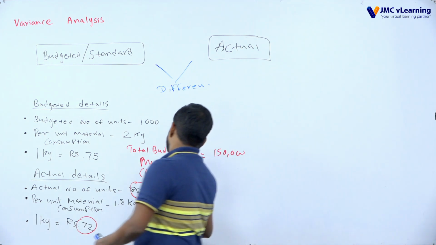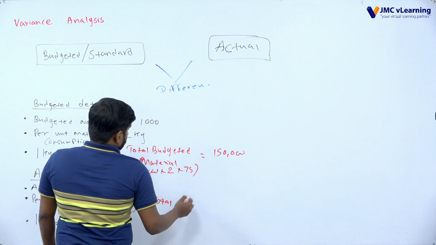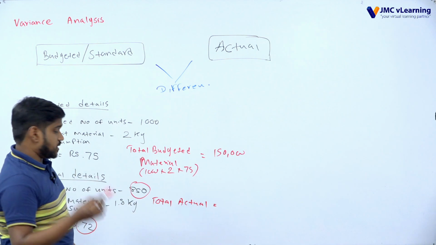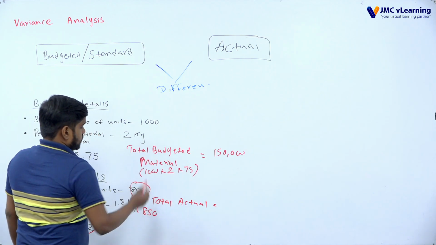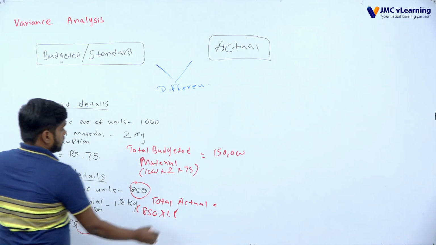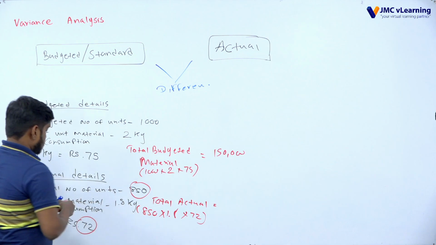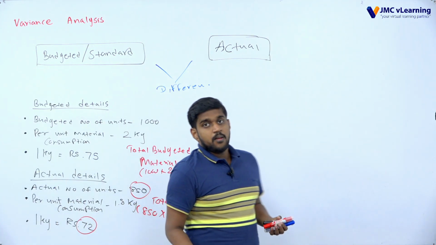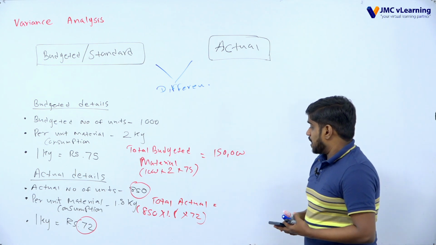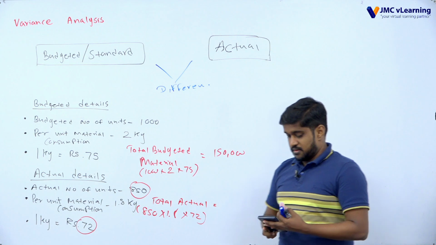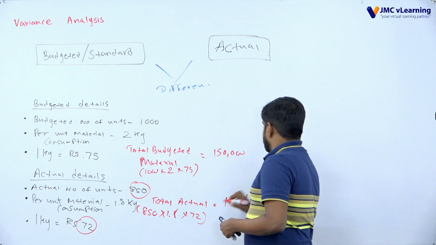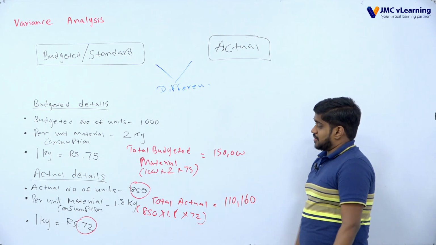Then simply we can calculate our total actual material cost. How can we get the total actual material cost? We produced 850 units, per unit material consumption is 1.8 kilograms, and per kilogram cost is 72. Then we get our total actual material cost as 850 multiplied by 1.8 multiplied by 72, which is 110,160. This is the actual data.